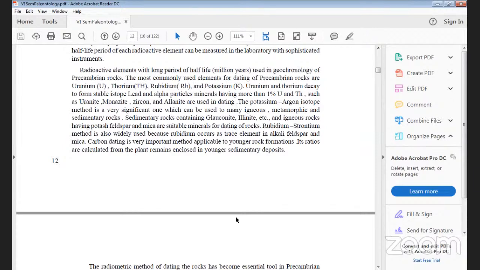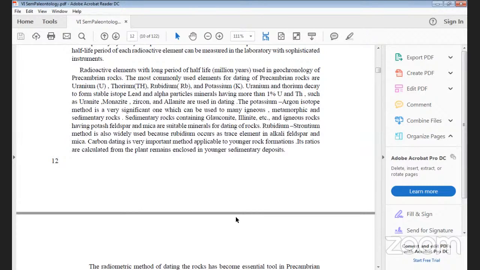Sedimentary rocks containing glauconite, ilmenite, etc., and igneous rocks having potassium feldspar and mica are suitable minerals for dating of rocks. The rubidium-strontium method is a very important method, and it's widely used because rubidium occurs as a trace element in alkali feldspars and in mica.